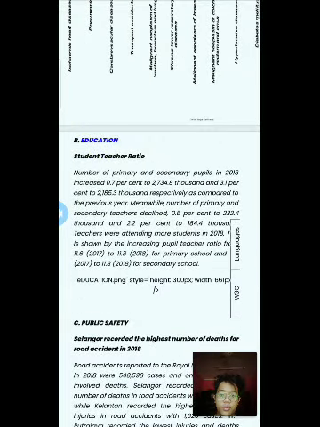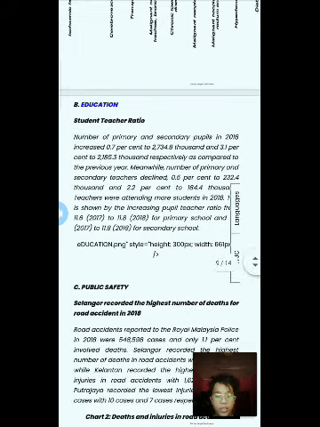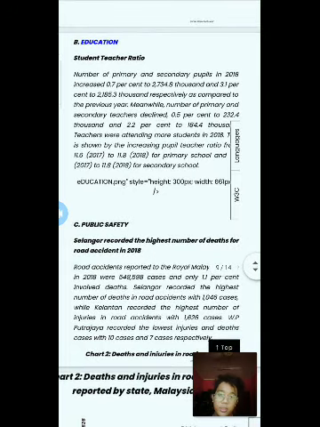It's shown by the increasing pupil-teacher ratio from 11.6 in 2017 to 11.8 in 2018 for primary school, and to 11.8 in 2018 for secondary school. You can see in the website here, it's shown.